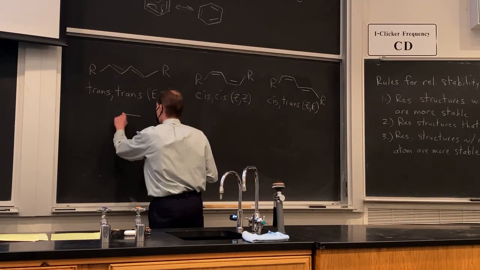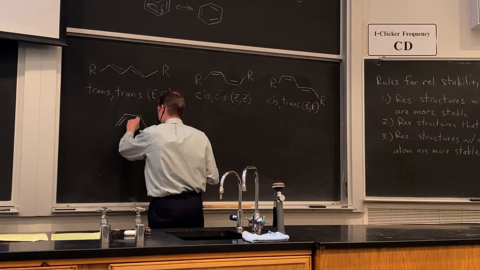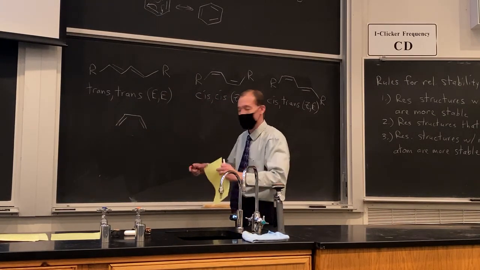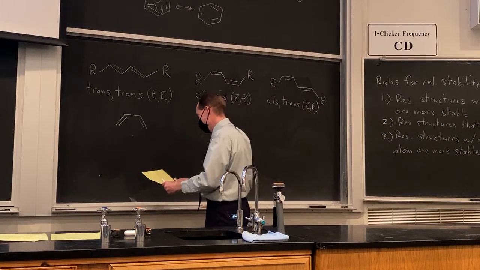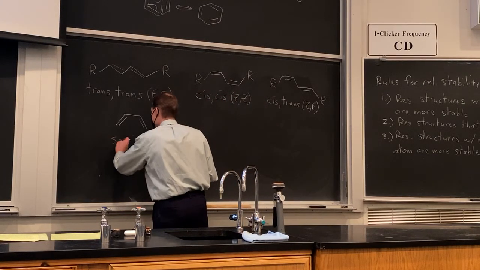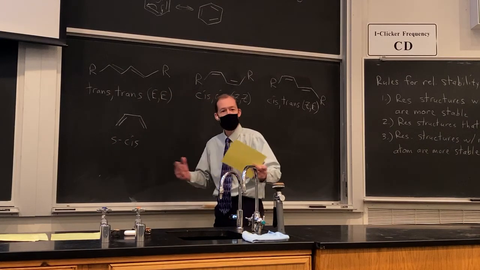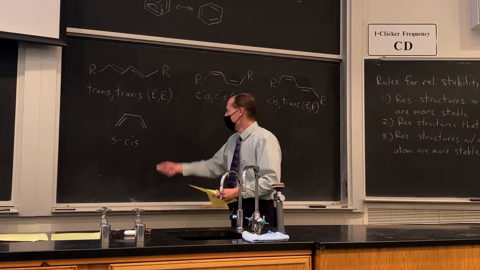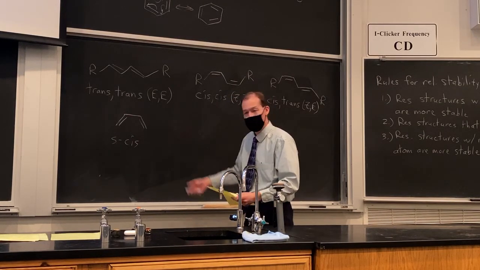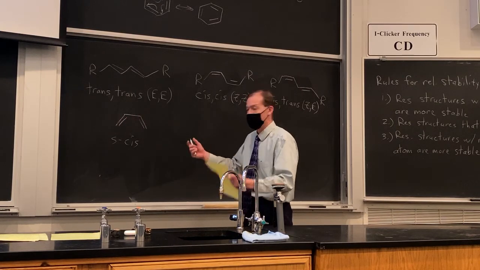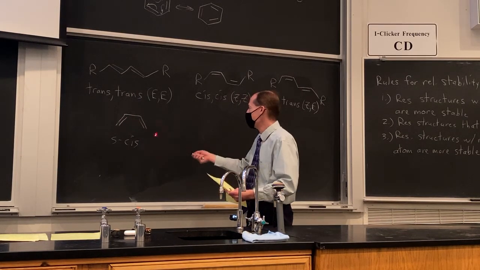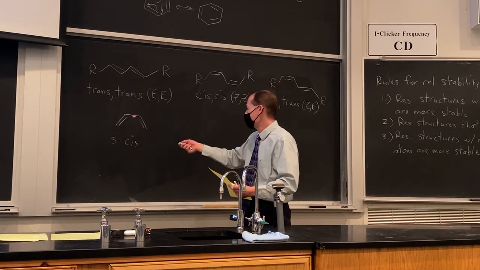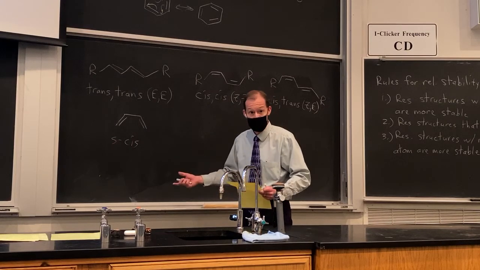So we could have the ends of our diene systems pointing towards each other. And we refer to this as S-cis. Cis means on the same side. S means single bond. So if we're looking at the single bond, and we see that our two double bonds are on the same side of that single bond, these are all in the same plane, we call that S-cis.